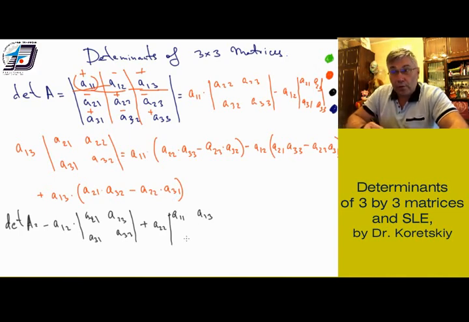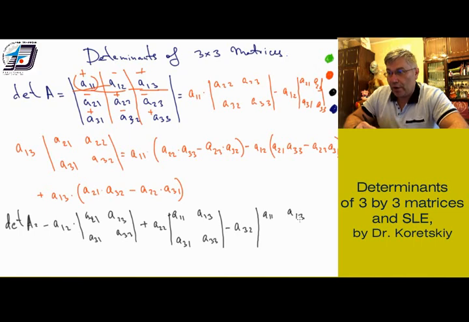Next one, because I'm moving along this column, goes A22, but it goes with the positive sign, plus A22. But I have to exclude the row and column within which A22 is located, and I have A11, A13, A31, A33, the rest part of the matrix. The last one goes again with minus.